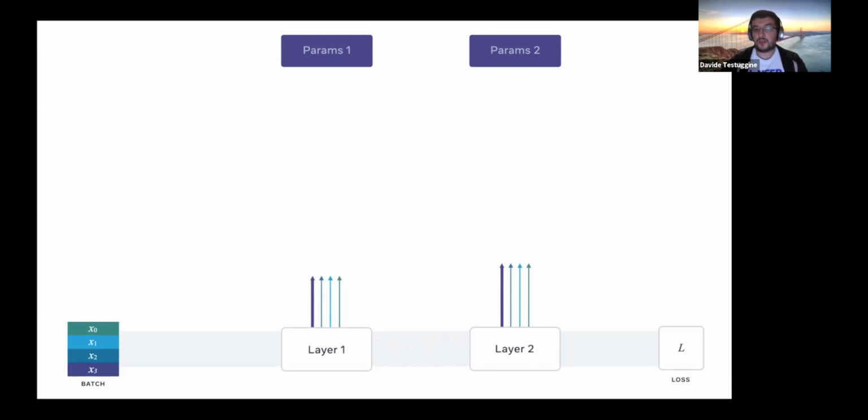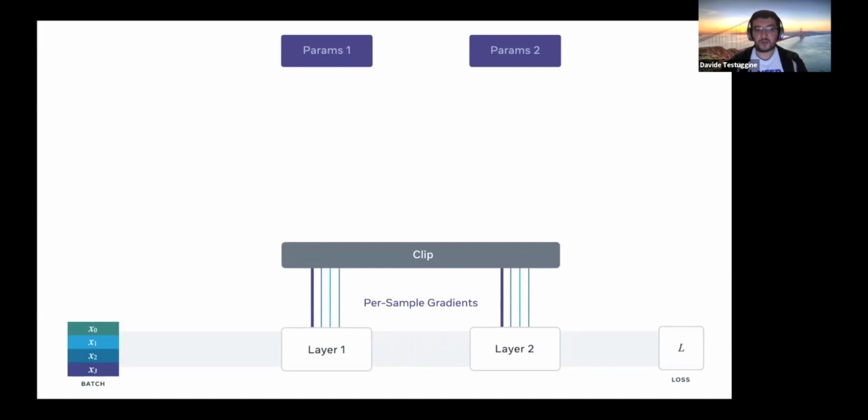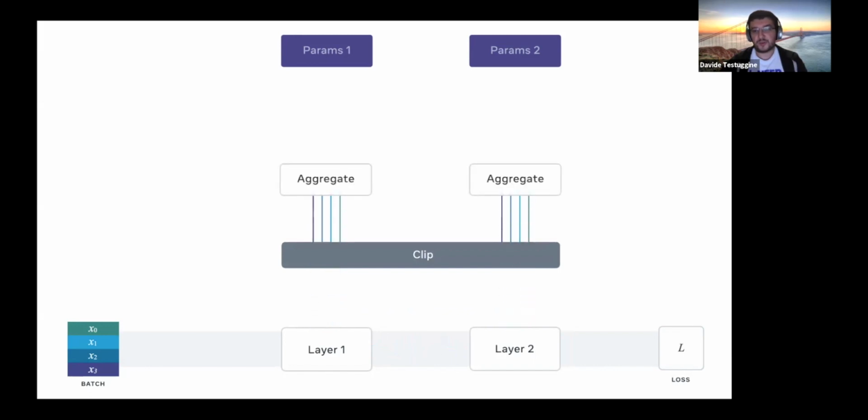So these, as you can see, are the pesky per sample gradients. And one of them is bigger, but just to show you that, with clipping, we bring them all back to the same range. Then we aggregate. Now we're back to a single rainbow arrow. And at this point, we can add noise and update our parameters.